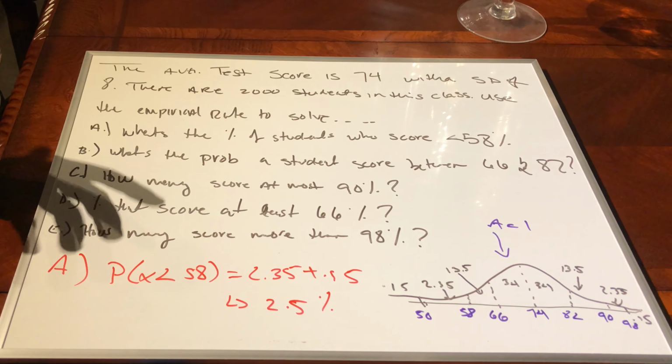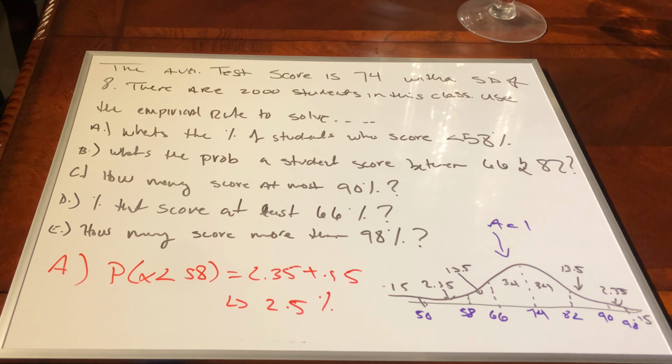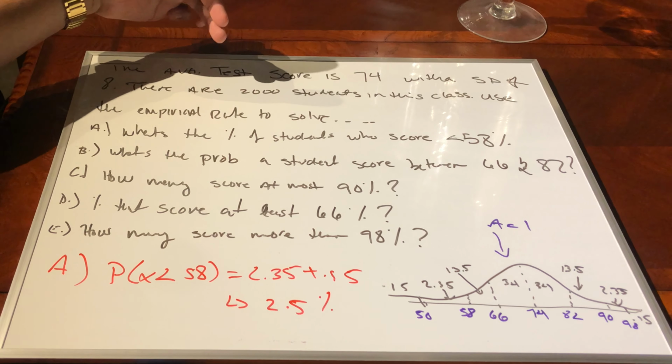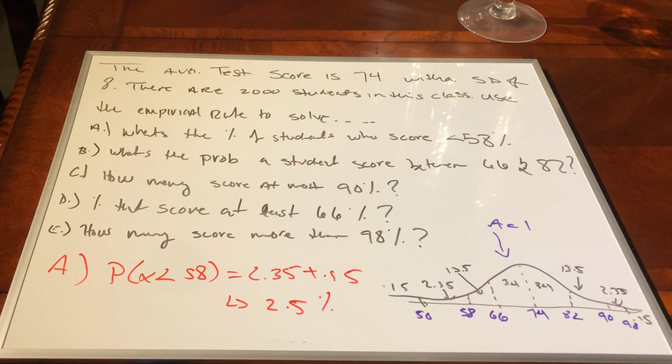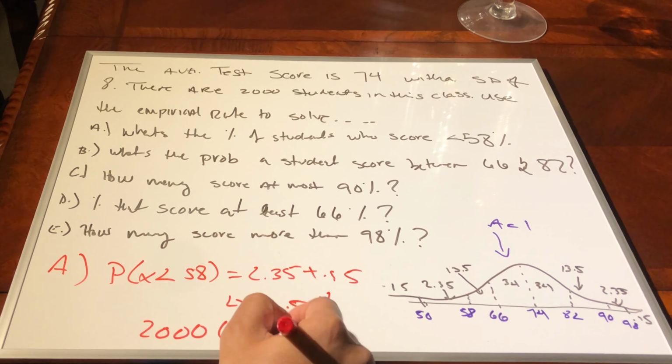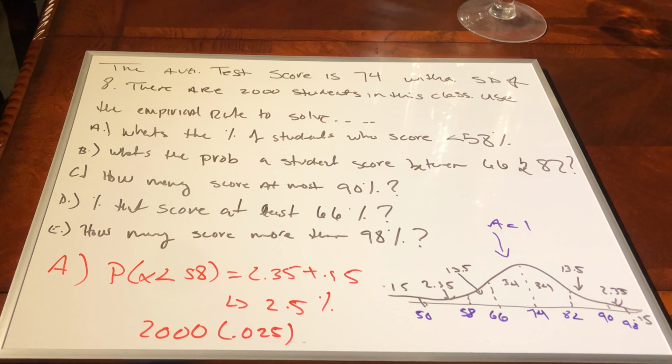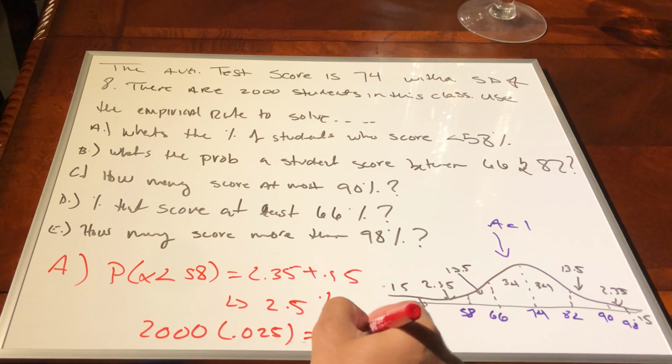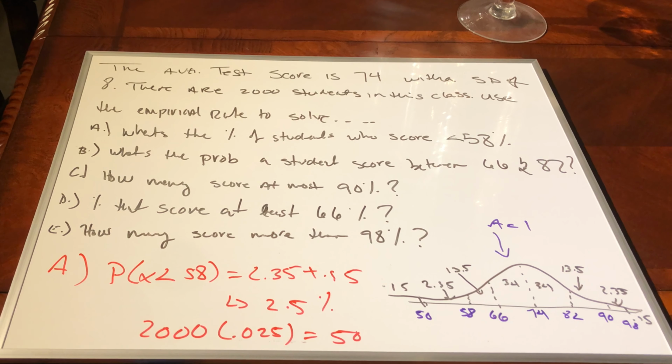Now, if I asked you how many students actually did score less than 58%, all you're going to do is take 2.5 and multiply that by the 2,000 students. But it's not just going to be 2.5. Remember, it's represented by 1, so it's going to be 0.025. You're going to take 2,000 students and multiply that by 0.025, and that should give you your answer. So 2,000 students times 0.025, you should get 50. So 50 students scored less than 58% on the exam.